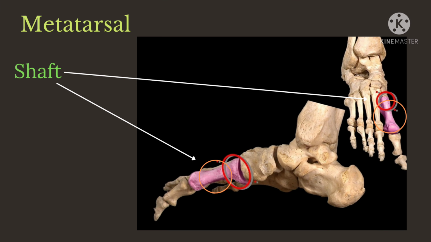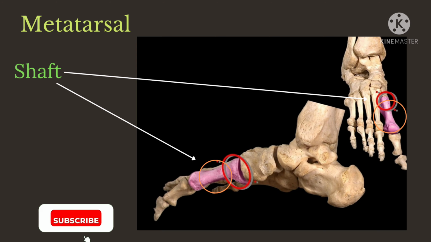Now we are going to see the shaft. The middle portion, the orange colored marking, is the shaft, that is the second part of the metatarsal. Beneath the base we have the shaft, and that is the portion between the head and the base. This is the middle portion, we call it the shaft.